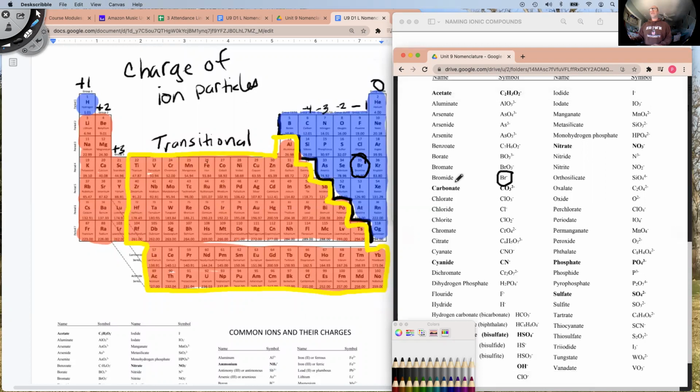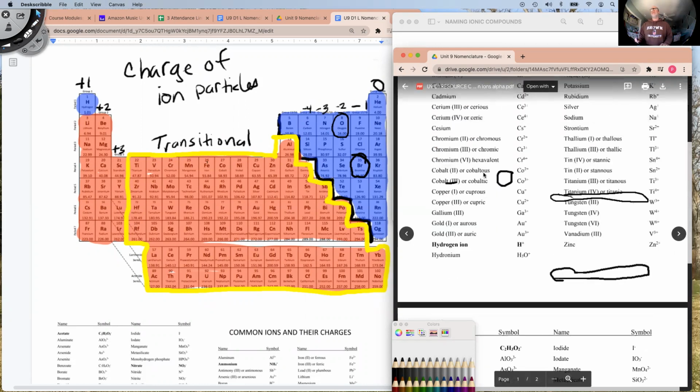Now you notice the name has changed a little bit, but we're going to talk about that in a second. Maybe there's oxygen. Go find oxygen, and you'll see oxygen has a 2- charge. Phosphorus has a P3- charge, which is going to be called phosphide. So all of the answers are going to be on this sheet right here.